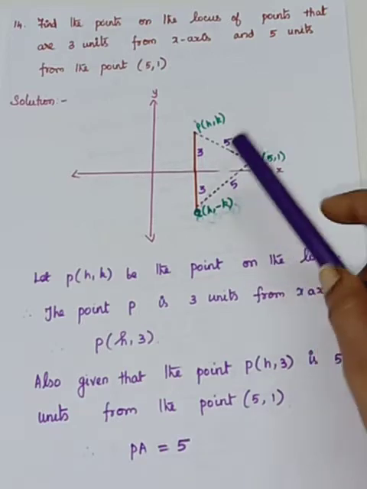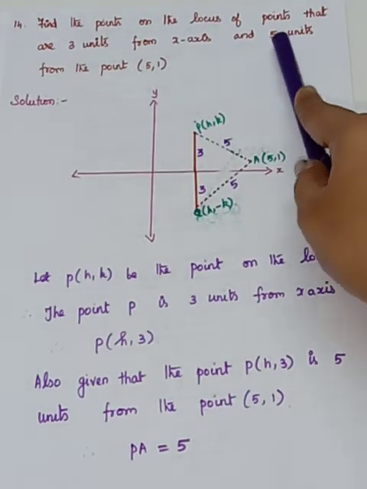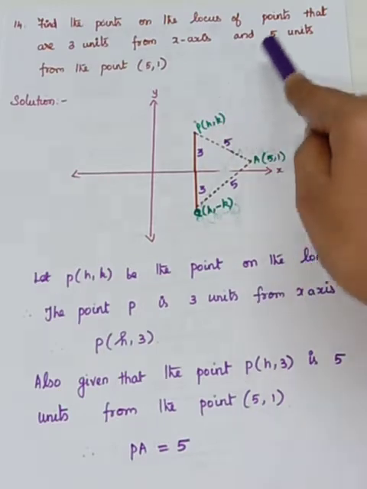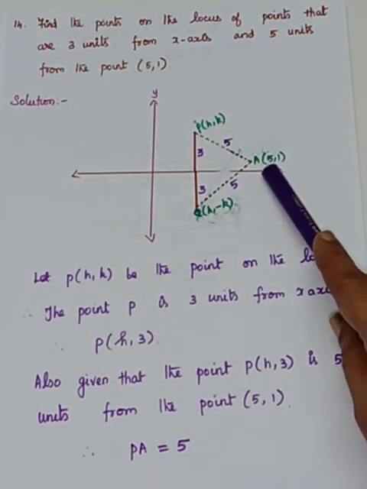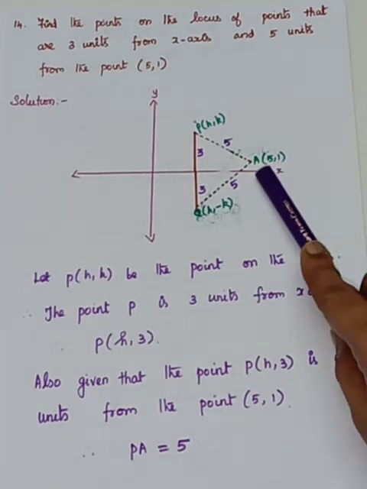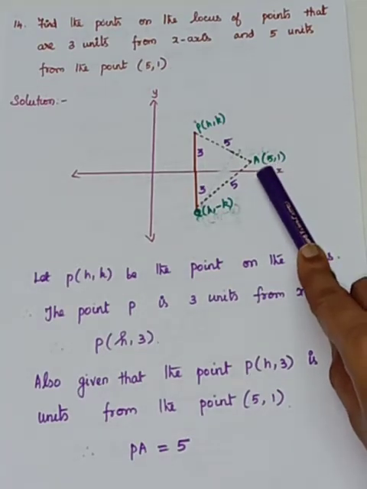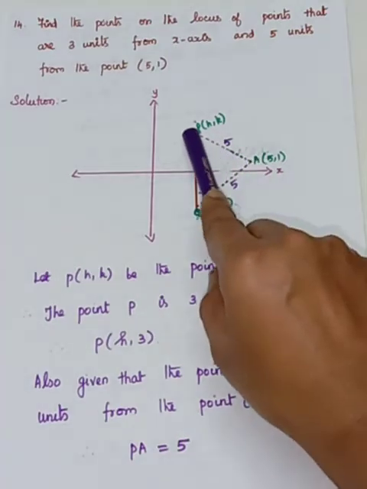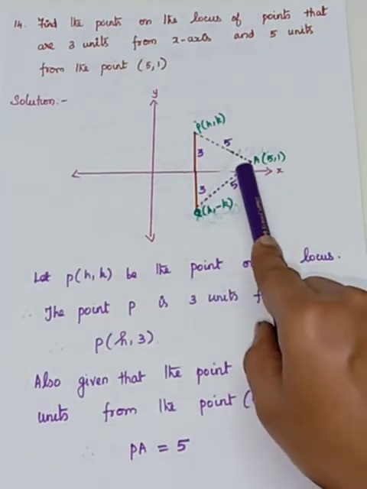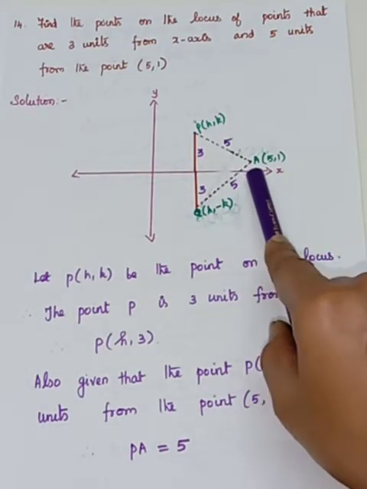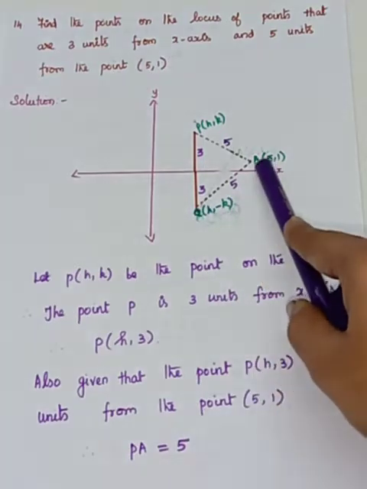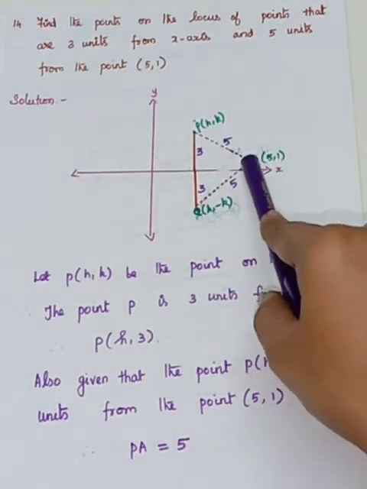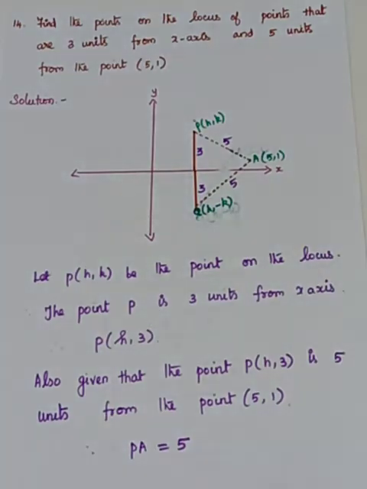And also given that the points, how they are? P and Q are 5 units from the point 5 comma 1. So I have marked the point 5 comma 1 here, that is denoted as A. So from A, the P point is at a distance of 5 units from A. And Q point, how it is? It is having the distance of 5 units from A. So that is PA is equal to 5 and QA is equal to 5.